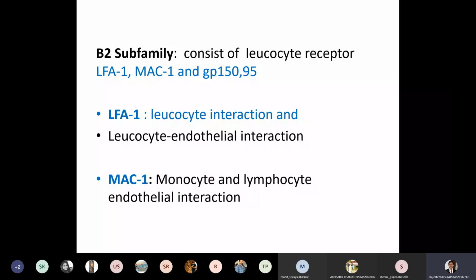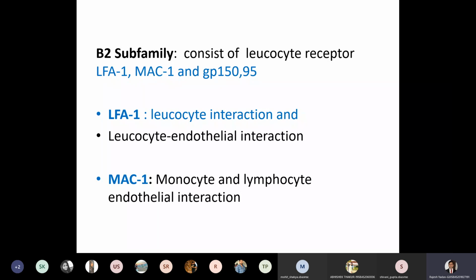And MAC1, what is it? MAC is macrophage antigen. Macrophage 1 antigen. So that is a leukocyte function associated antigen, and that is a macrophage 1 antigen. Both are integrins. There are many types of integrin present in the body that may have different names.